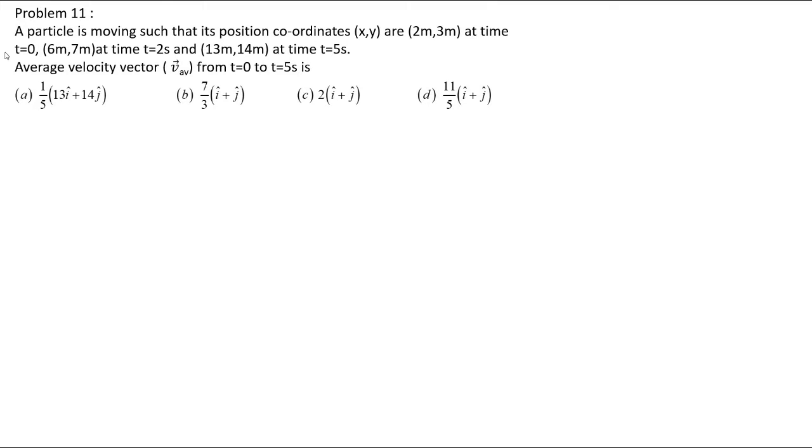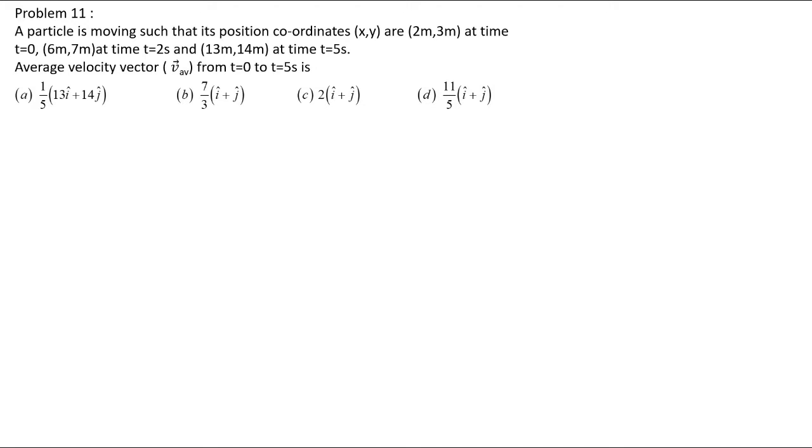Problem number 11. A particle is moving such that its position coordinates x comma y are 2 meter comma 3 meter at time t equal to 0, 6 meter comma 7 meter at time t equal to 2 seconds, and 13 meter comma 14 meter at time t equal to 5 seconds. Average velocity vector v average from time t equal to 0 to 5 seconds is: option A, 1 by 5 (13i plus 14j); option B, 7 by 3 (i plus j); option C, 2 into (i plus j); option D, 11 by 5 (i plus j).